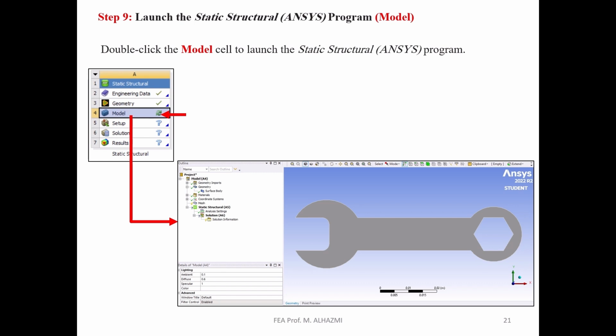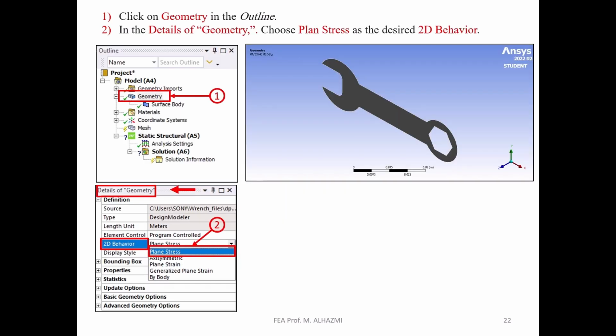Launch the model. Double-click the model cell to launch the mechanical interface. Choose plane stress as the 2D behavior and assign stainless steel as the material.